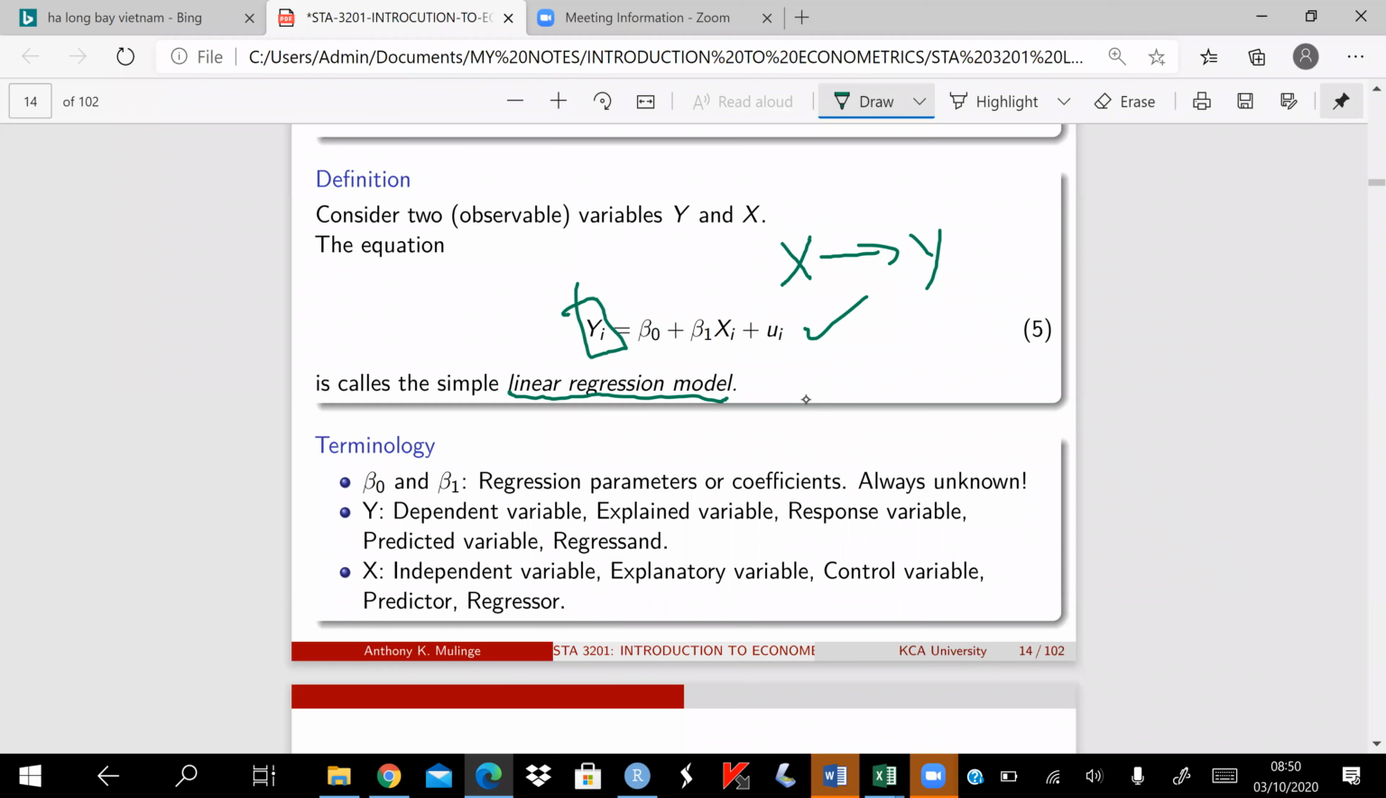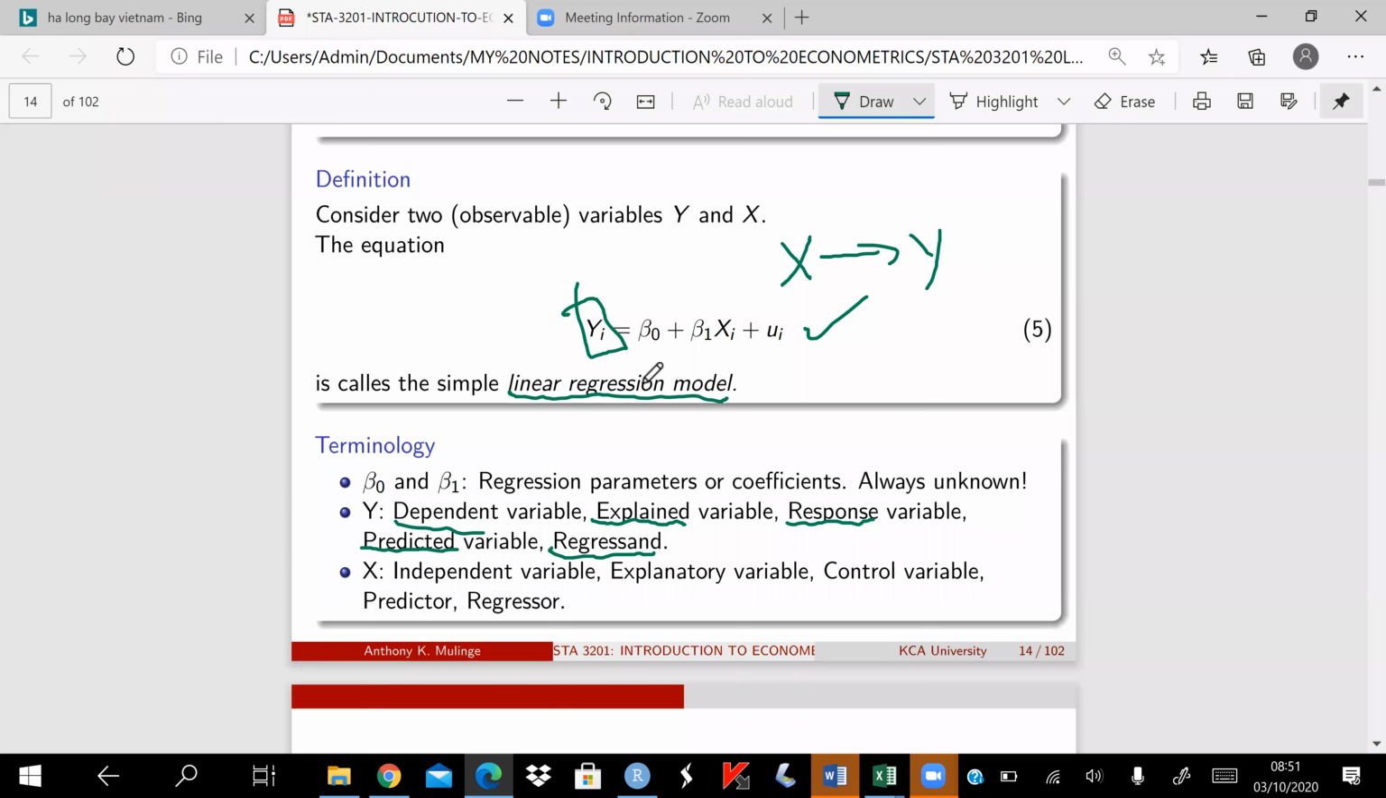is called the dependent variable, and there are other names that can also be used to define y. You can also call it the explained variable, the response variable, the predicted variable, or the regressand. All those names refer to the variable being predicted.